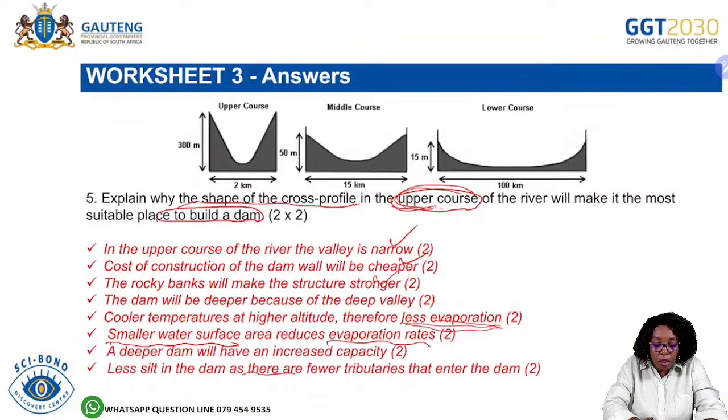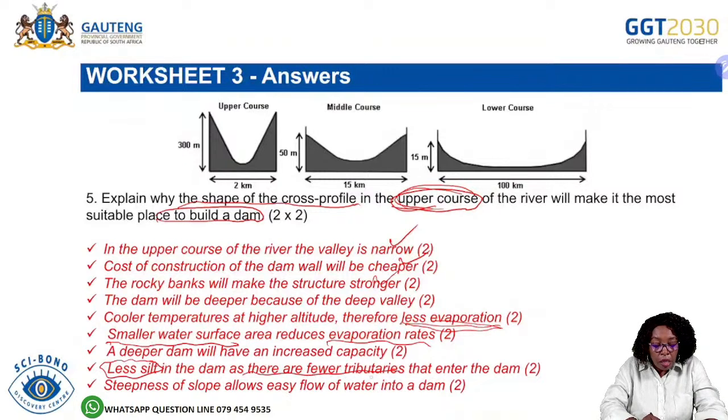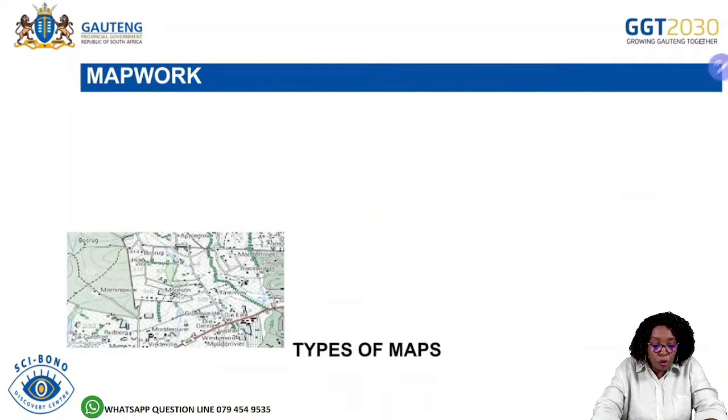Remember, we said there are fewer tributaries in the upper course, so there is less silt, which is the smallest, minute particles that we can find in the water. So that would give the dam more capacity. The steepness of the valley or slope allows easy flow of water into the dam, so water can flow swiftly into the dam due to the slope.